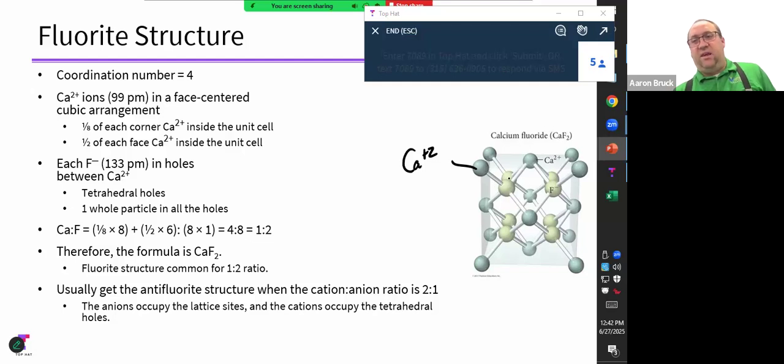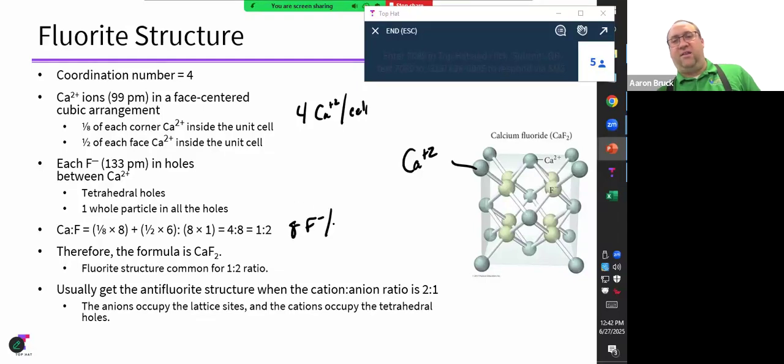But what we can see is that the arrangement here, with calcium being face-centered, we're going to get 4 calciums per cell. With fluoride taking up all 8 of the tetrahedral holes, we're going to get 8 fluorides per cell. 4 to 8 is a 1 to 2 ratio. And so this is how we get calcium fluoride as CaF2.